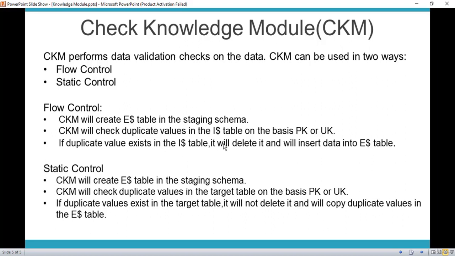So CKM will delete duplicate values from the $i table and it will insert it in the $e table. So this is CKM flow control. So what is CKM static control?